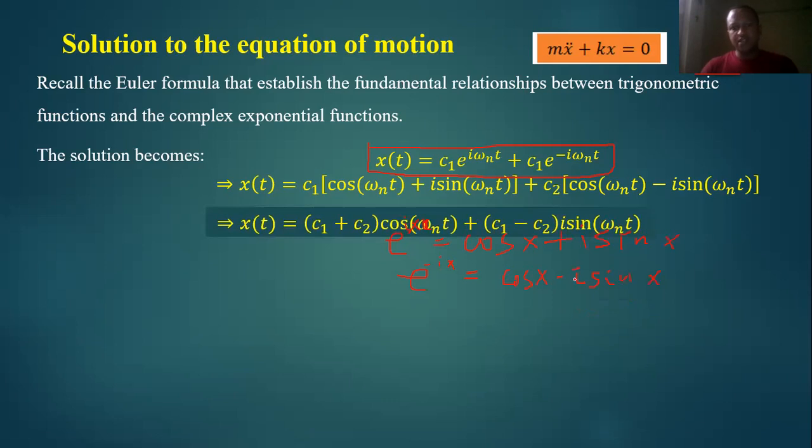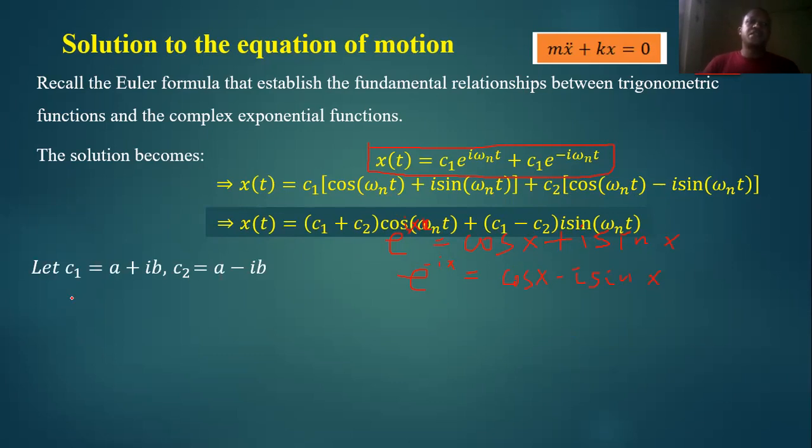So once we know this, we substitute the first term: C1 times cos omega nt plus i sin omega nt, plus C2 times cos omega nt minus i sin omega nt. Just applying this formula. Here, collecting the cos terms, C1 plus C2 will come, and for the sin terms, C1 minus C2 will come. So these are the cos and sin terms.